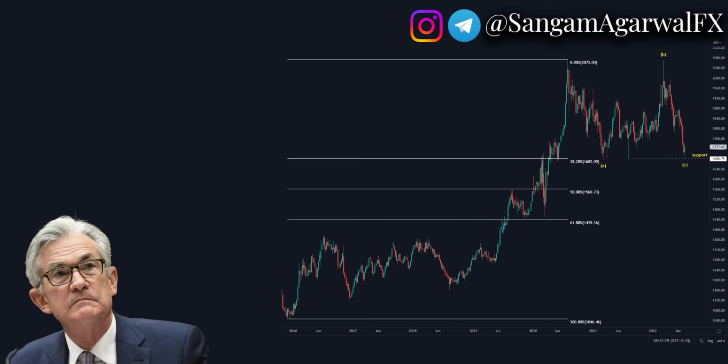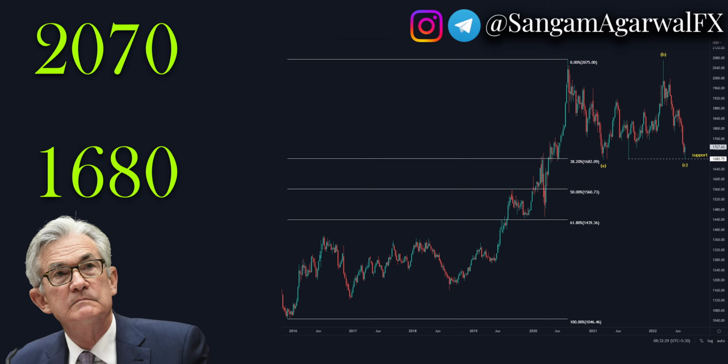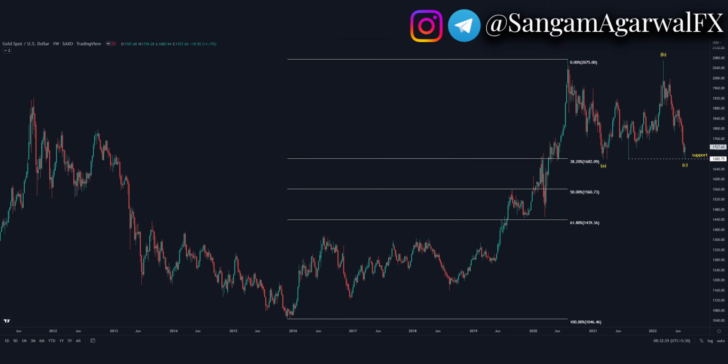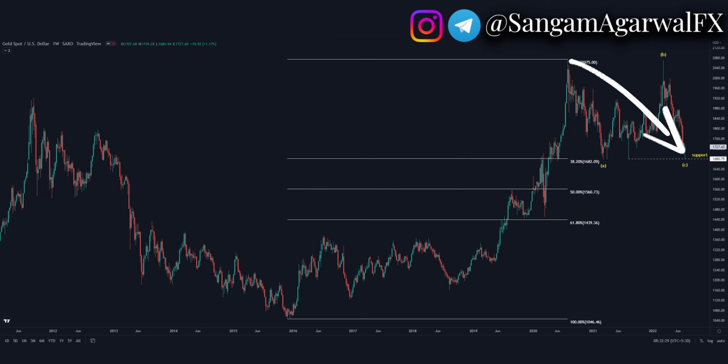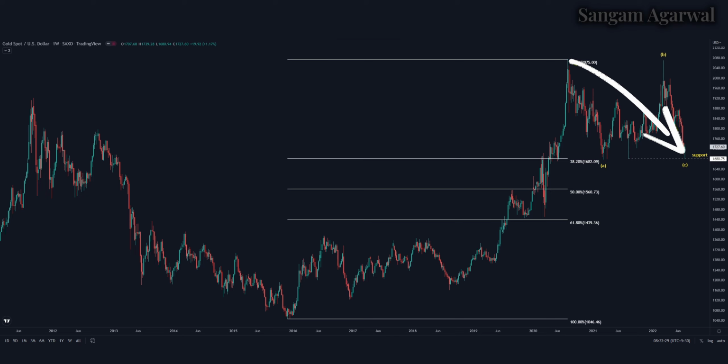On the Fed rate hike cycle, gold price came from 2070 to 1680, and beginner traders are still confused about where to buy and where to sell, when gold will make a bottom, and where gold price will go next, 1400 or 1500. If you look at the weekly time frame and compare this complete trend from top to bottom, then price has made a 38% retracement at 1680 with the ABC flat correction.